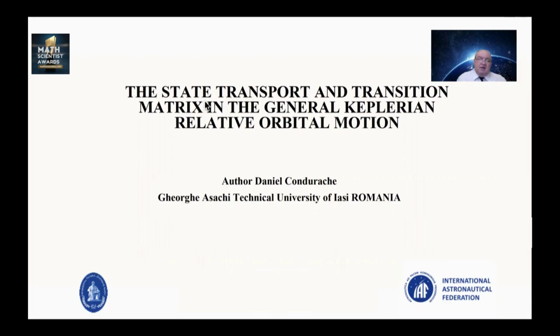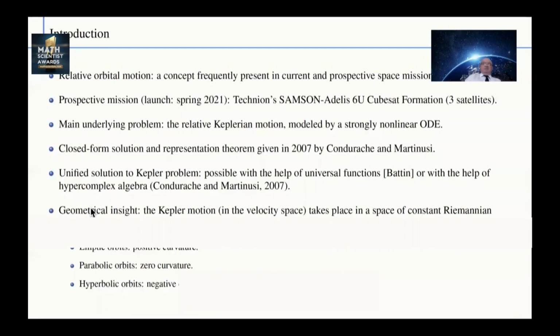My paper is the state transport and transition matrix in the general Keplerian orbital motion. Introduction. Relative orbital motion is a conceptual frequency present in current and prospective space motion. The main underlying problem is Keplerian motion. Its relative Keplerian motion is modeled by a strongly nonlinear differential equation.